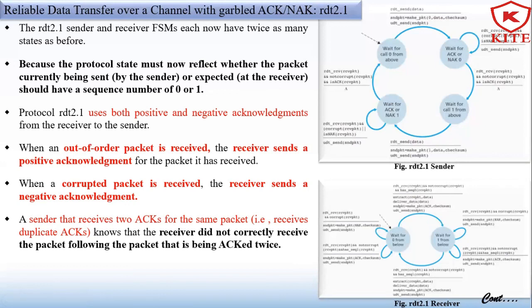So this is the process of how the reliable data transfer RDT 2.1 protocol works. A sender that receives two acknowledgements for the same packet, a duplicate acknowledgement, must know that the receiver did not correctly receive the packet following the one that is being acknowledged twice. So this is the overall workflow of the RDT 2.1 protocol.